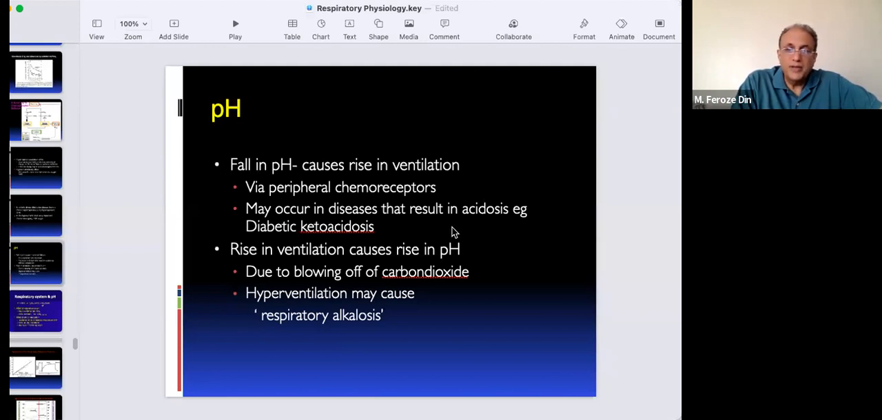Explain the two drives. Very simple. High carbon dioxide drives respiration. That's called the hypercapnic drive. Low oxygen also drives respiration. That's hypoxic drive. Very simple.